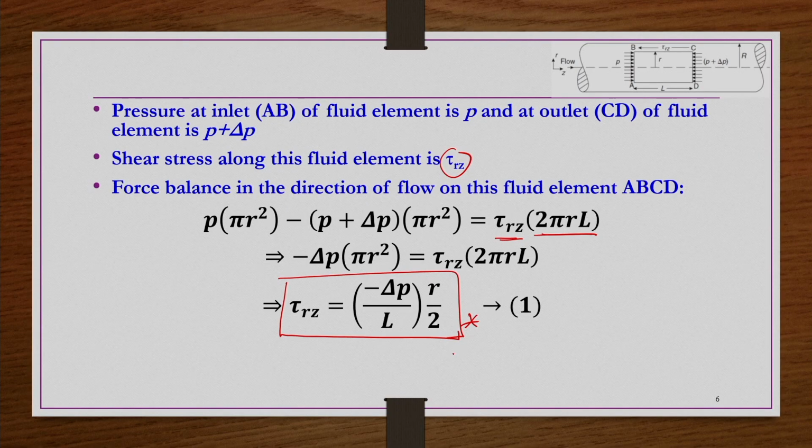Remember, this equation is only for this capillary viscometer. For different geometries you may get slightly different expressions. For this geometry, we see that tau Rz is directly proportional to the radial position r.